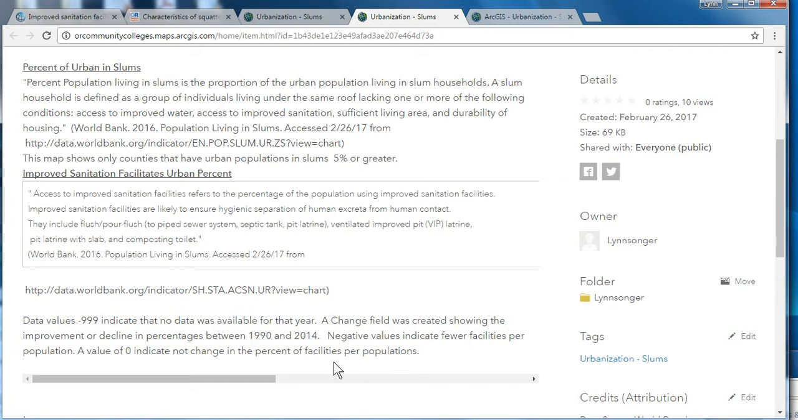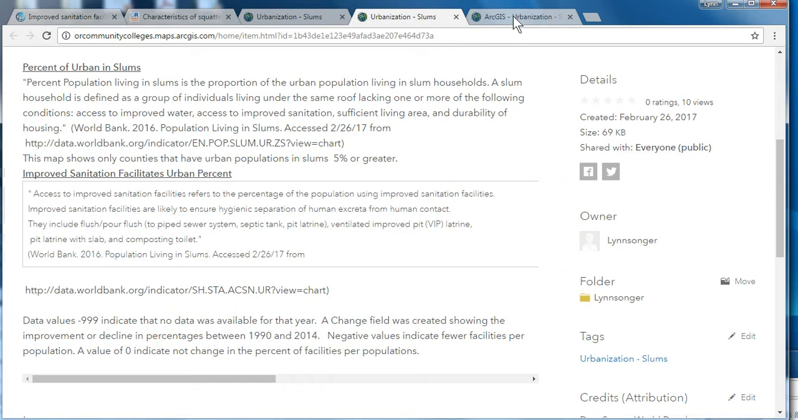You'll notice if you open up some of the data layers that there are data values indicated as 999, negative 999, and that's a standard value that says there was no data available. I also created a field called change that shows improvements or declines in the availability of sanitation. So if a country has a lower percentage of sanitation available, then the value will be negative. If they've improved the general sanitation, the value will be positive. And if there's no change, the value will be 0.